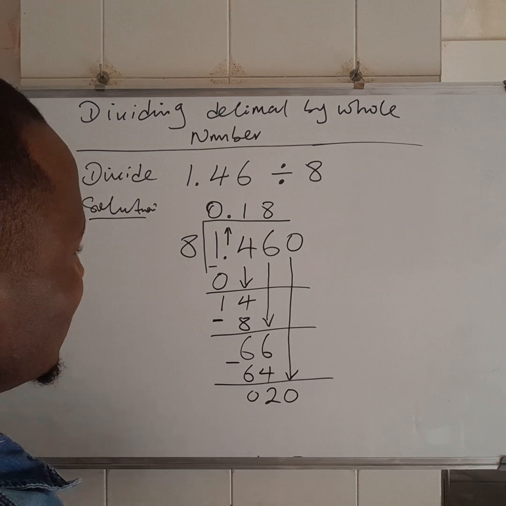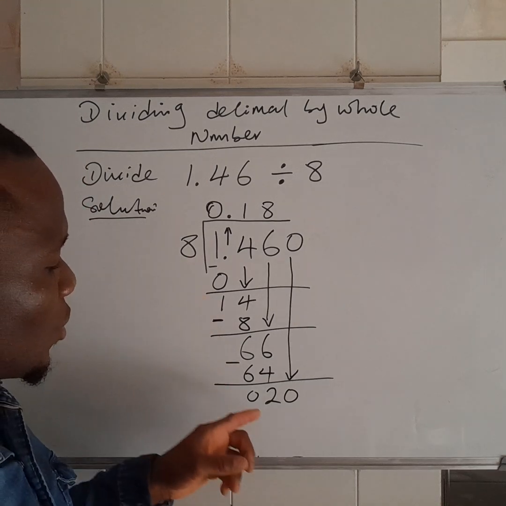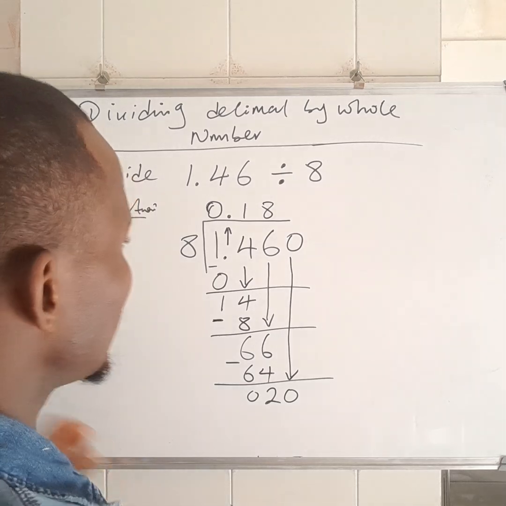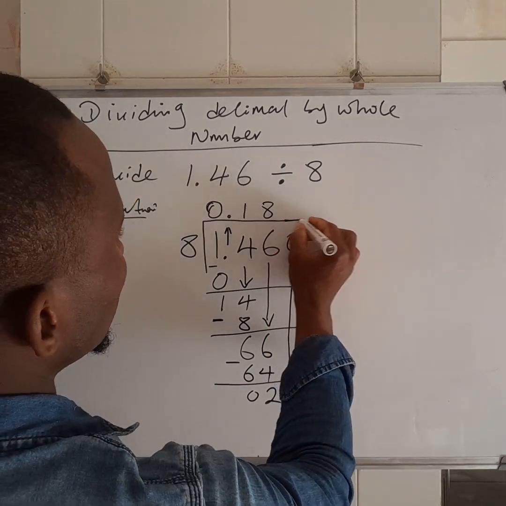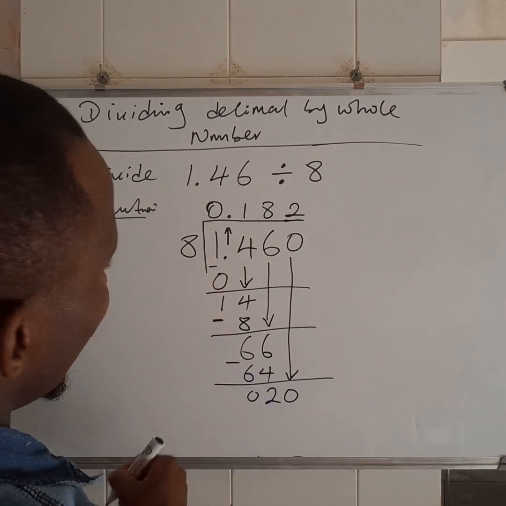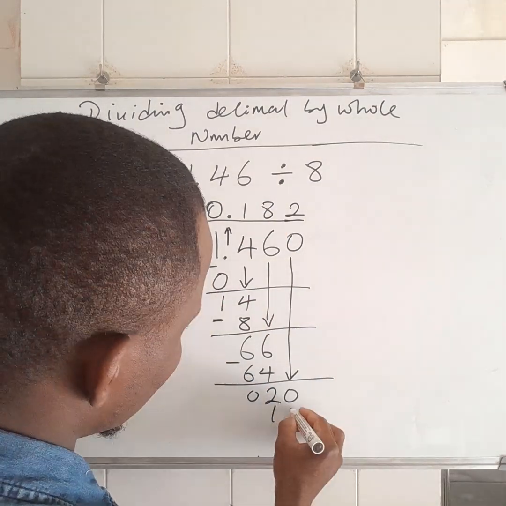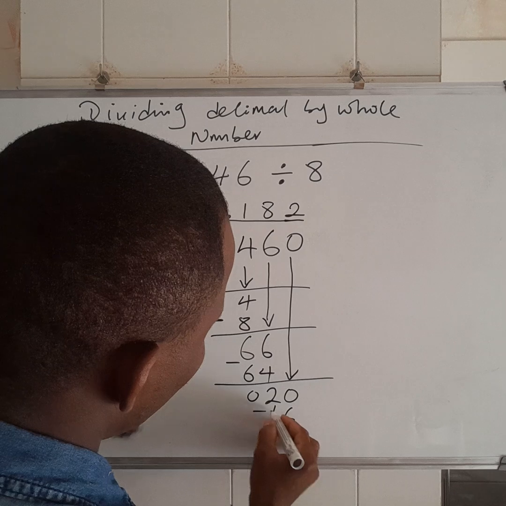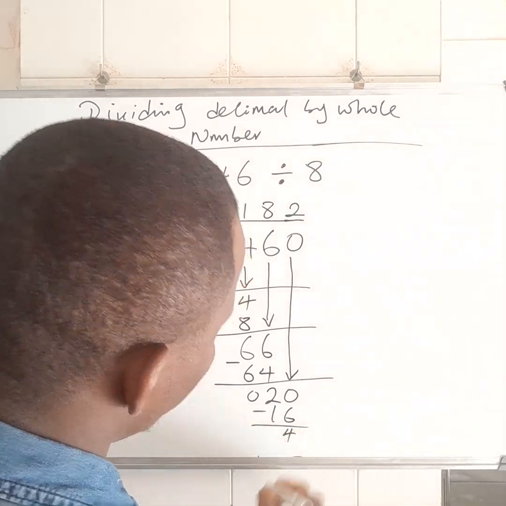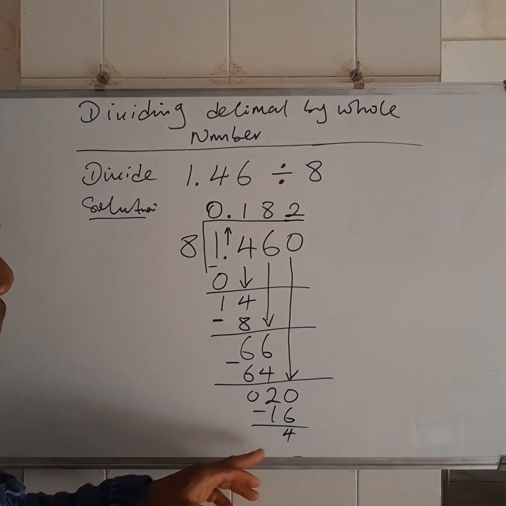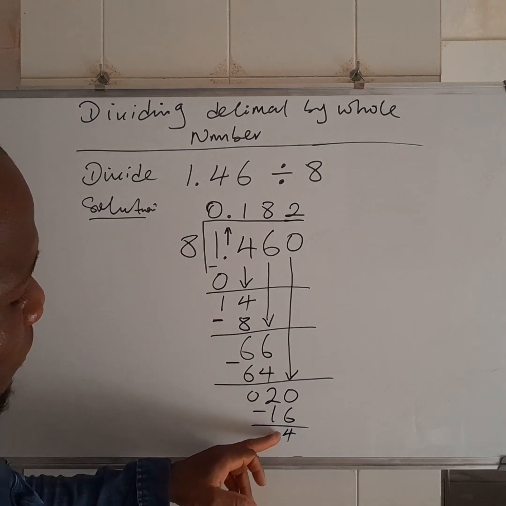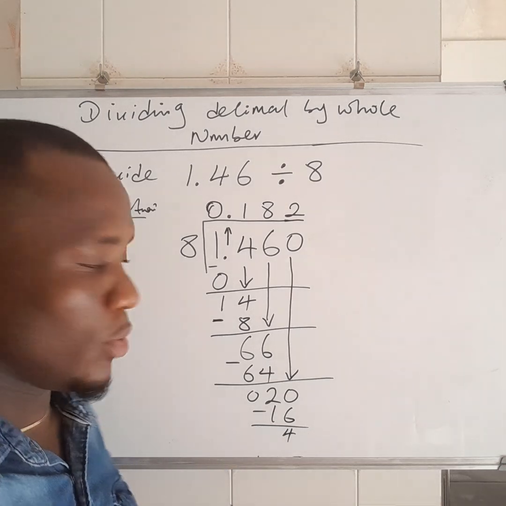This becomes 20. How many times does 8 go into 20? It's just 2 times. All right, so you put your 2. 2 times 8, you have 16. Okay, when you subtract, you have 4. All right, so from here, how many times does 8 go into 4? It's not possible also.